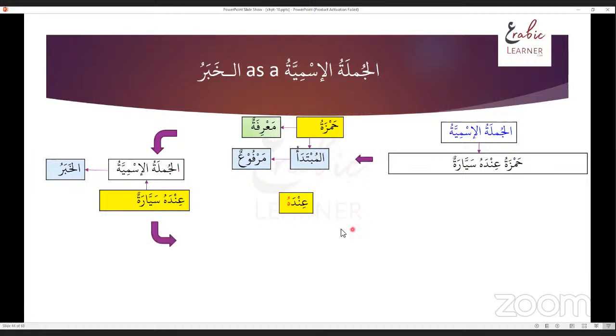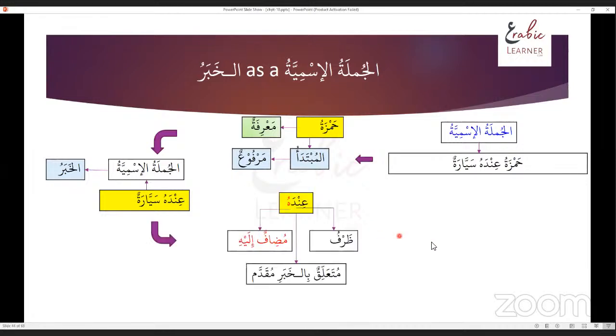Okay, so indahu is mutalik bil khabar. That is correct. And what is that? Muqaddam, well done. And sayyaratun is what? Sayyaratun is al-mubtada al-muakhar. Well done. And it's marfu. Okay. So there is a sentence within a sentence.